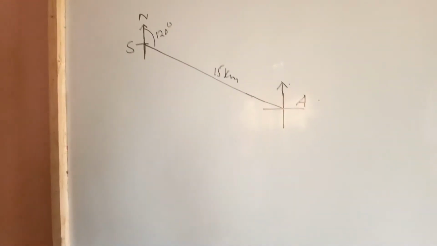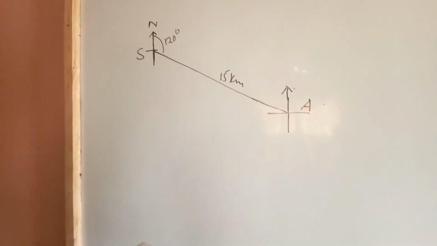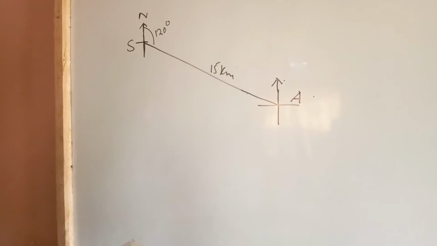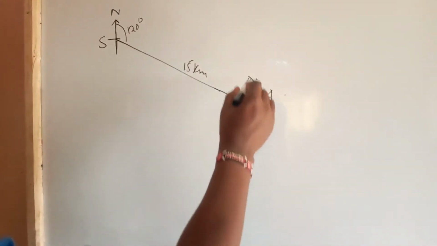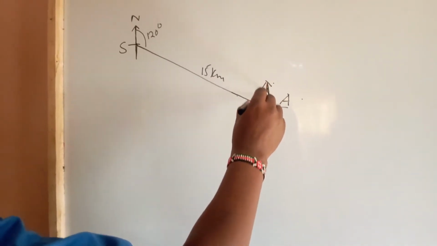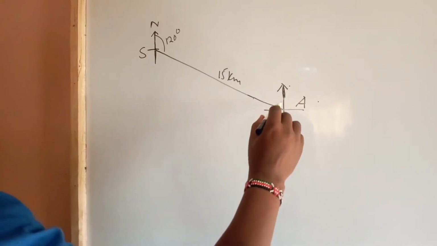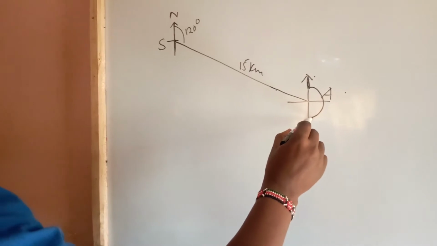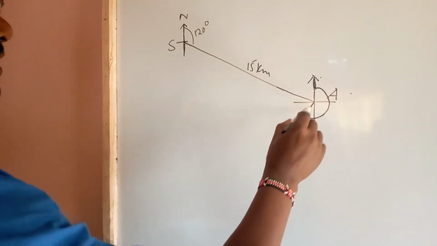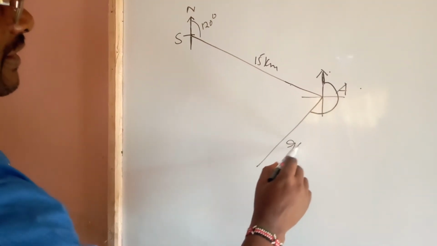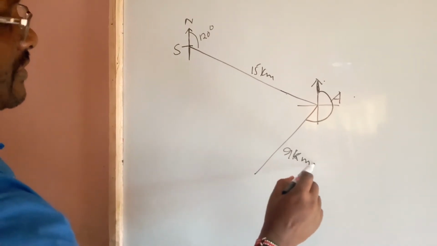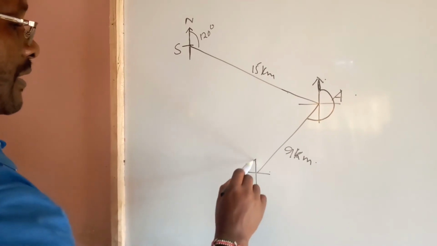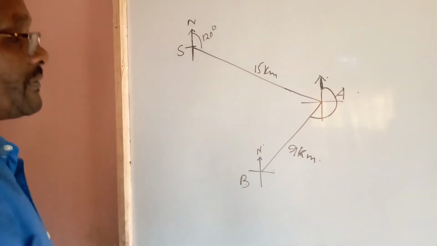From A, he walks 9 kilometers on a bearing of 240 degrees to the second checkpoint at point B. He walks 9 kilometers from point A on a bearing of 240 degrees. That is 90, 180, and 240. 9 kilometers to get to point B, and this is another true north.